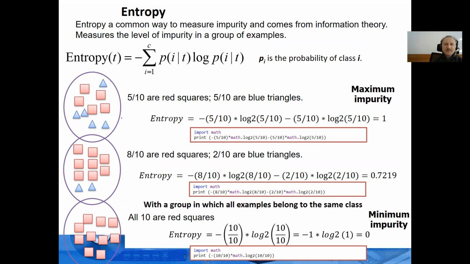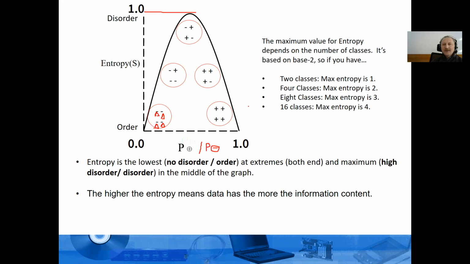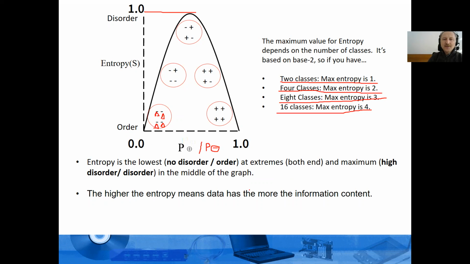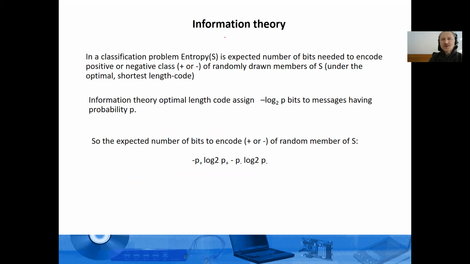In the example of play tennis or not play tennis, they all have a two-class problem, and the maximum entropy can be 1. If you are solving a 4-class problem, the maximum entropy can be 2. In an 8-class problem, the maximum entropy can be 3. If you have a 16-class problem, the maximum entropy can be 4. So actually this entropy, we are going to use entropy in information theory.